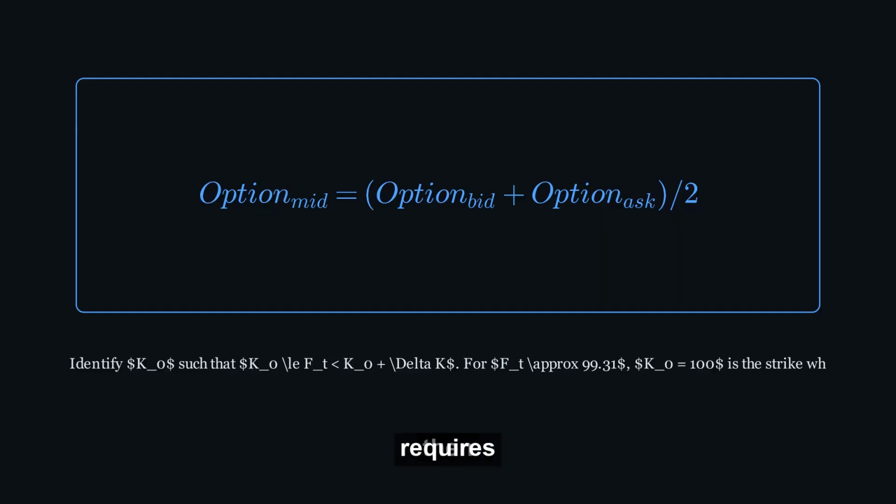The VIX methodology then requires us to identify the strike price, $K_0$, which is less than or equal to the forward price, $F_T$, and for which the absolute difference between the call and put mid prices is minimized. In our case, with $F_T$ approximately $99.31, the strike $K_0 = 95$ is the closest strike below $F_T$, and $K_0 = 100$ is the closest strike above $F_T$. The strike $K_0 = 100$ has the smallest difference between call and put mid prices, making it our ATM strike.